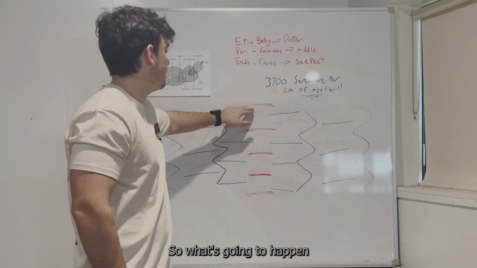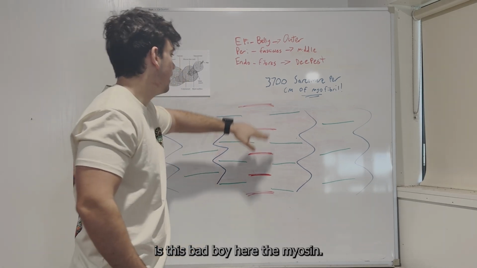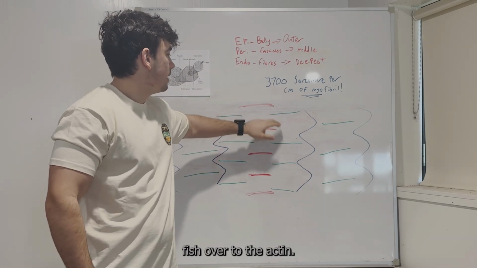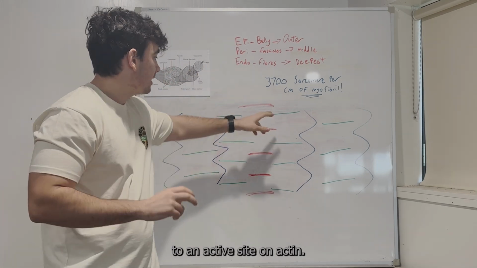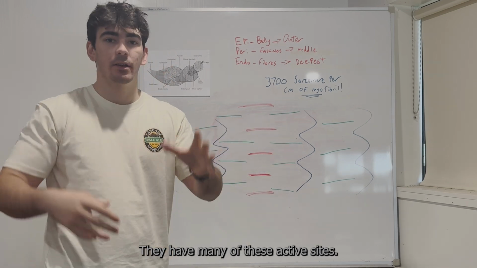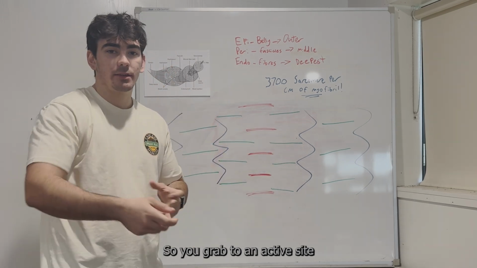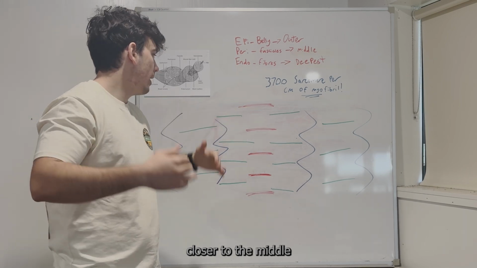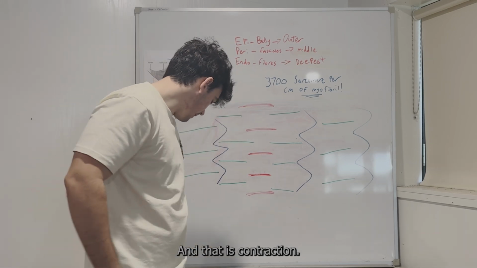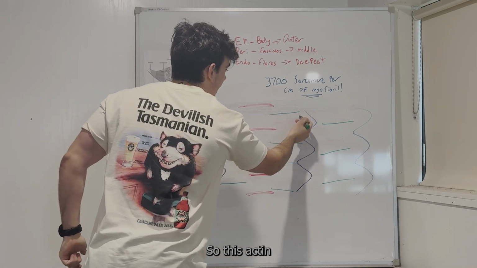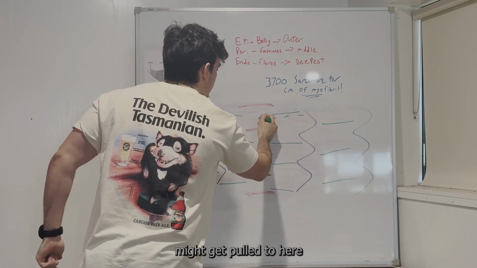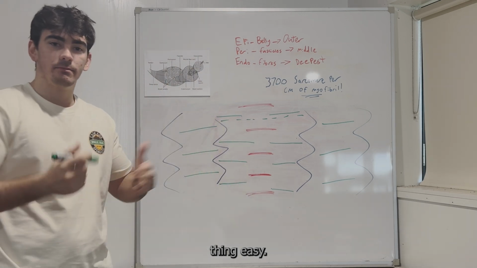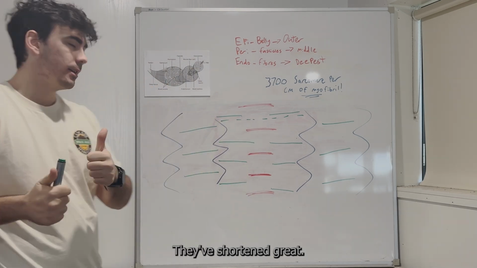Awesome. So what's going to happen is this bad boy here, the myosin, is going to basically fish over to the actin, and it's going to grab on to an active site on actin. They have many of these active sites. It's going to grab to an active site and just wind it in, pull it closer to the middle, and they slide past each other. And that is contraction. So this actin might get pulled to here, and this one might get pulled to there. Boom. Easy. They've shortened. Great. That's how it works.